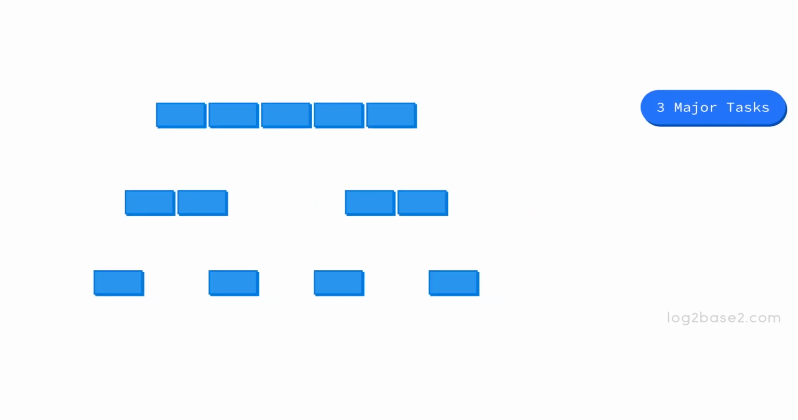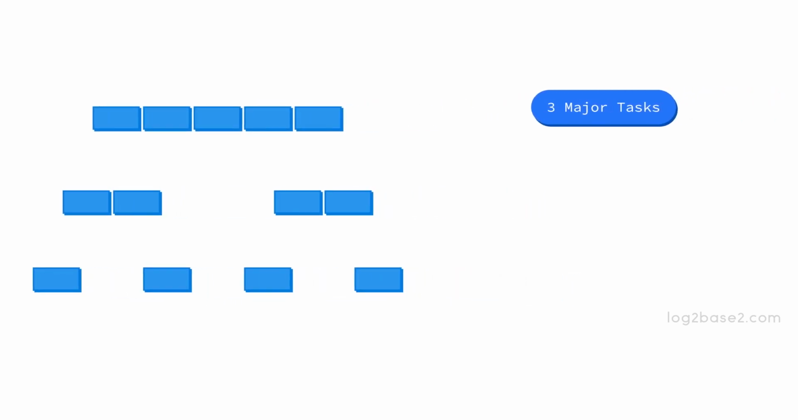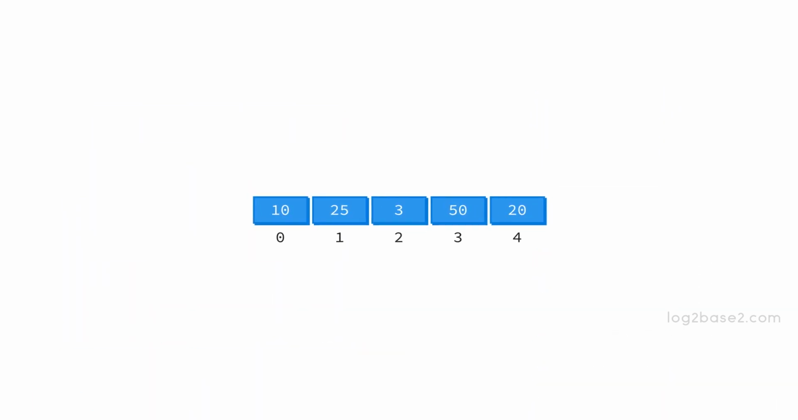There are three major tasks in quicksort algorithm. First is pivot element selection, then the partition function, and finally applying the above process recursively to all the sub-arrays. Let us understand it using this example. Let us take an array of 5 elements 10, 25, 3, 50 and 20. We need to sort this array using the quicksort algorithm.